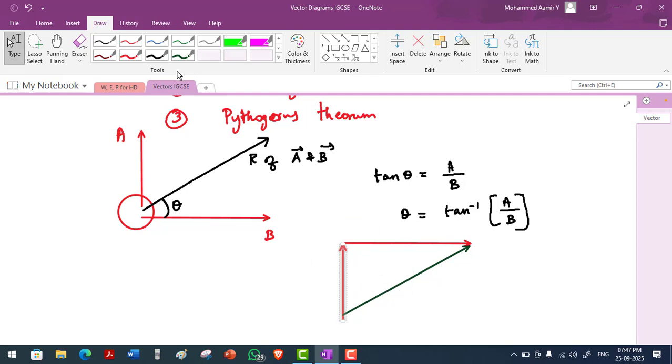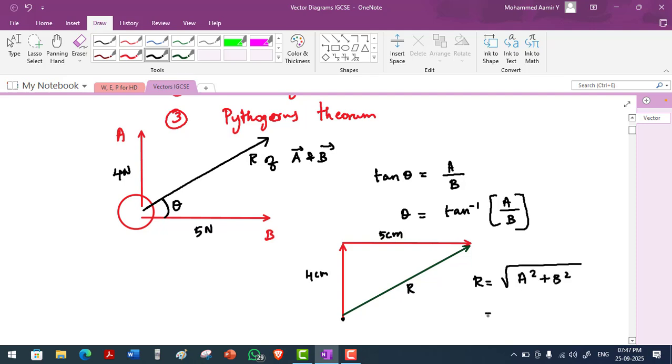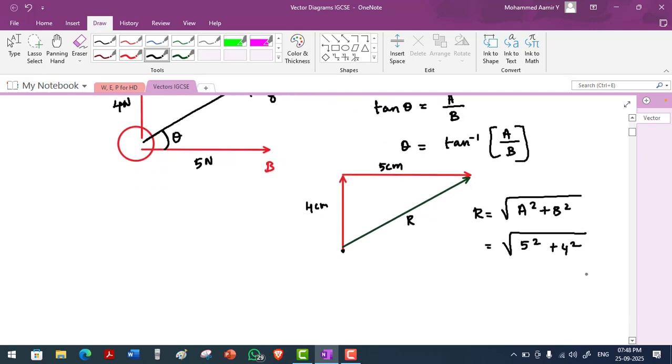If you use a scale diagram, let's say this is 5 newtons, each newton is 1 centimeter, and this is 4 newtons. So here you can draw a 5 centimeter line, and here a 4 centimeter line, perfectly vertical and perfectly horizontal. The resultant, you have to start from here and end there. If you measure that, you will get the answer. Or you can go for Pythagoras theorem for this one. That will be the root of a squared plus b squared. So in this case, it will be the root of 5 squared plus 4 squared.